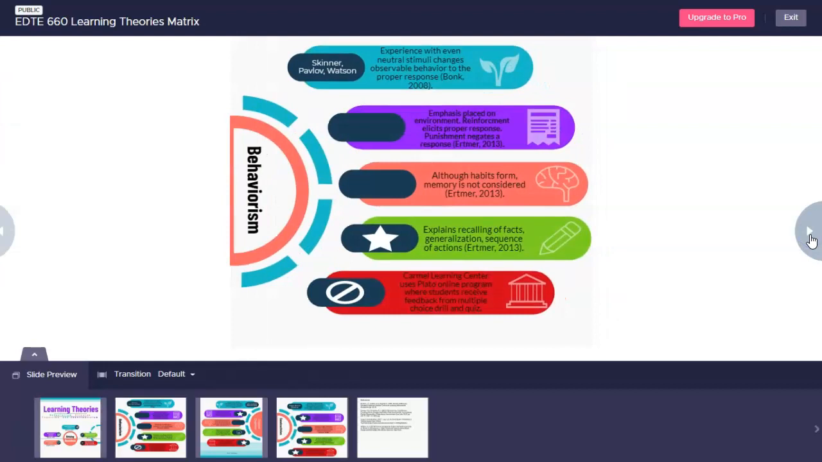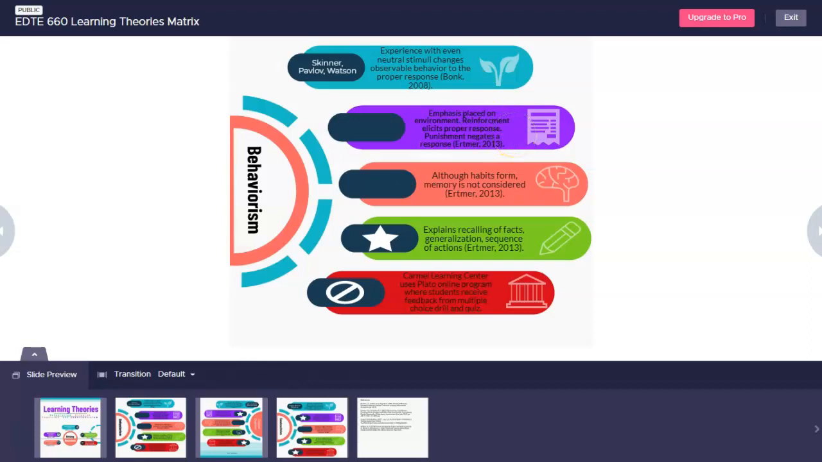Starting with behaviorism, we can see some prominent names in behaviorism. We can see when we ask the question, how does learning occur, that the answer is through experience with even neutral stimuli, and the changes in behavior are what is observed.